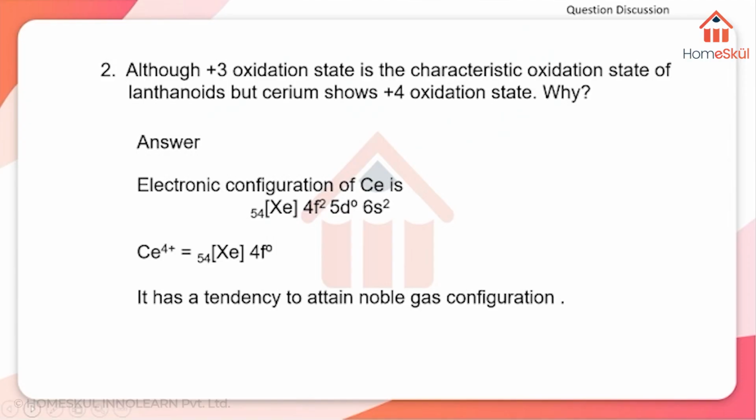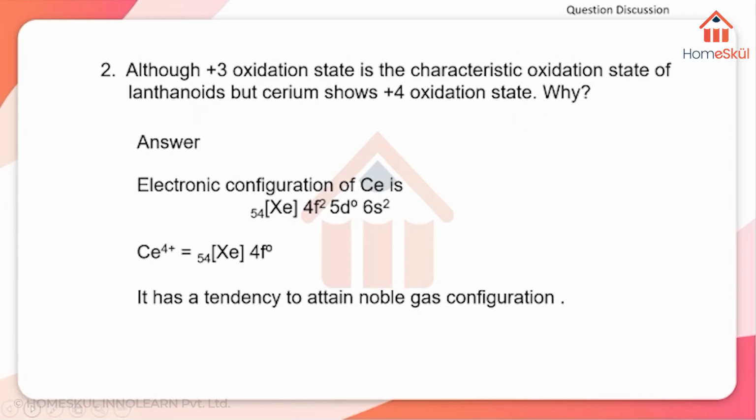That's it. Okay, ma'am, let us move on to the very next question. Here you can see, although the +3 oxidation state is the characteristic oxidation state of lanthanoids, cerium shows the +4 oxidation state. Why? See, in most cases we explain stability based on the electronic configuration, or the electrons filled in the orbitals, right?